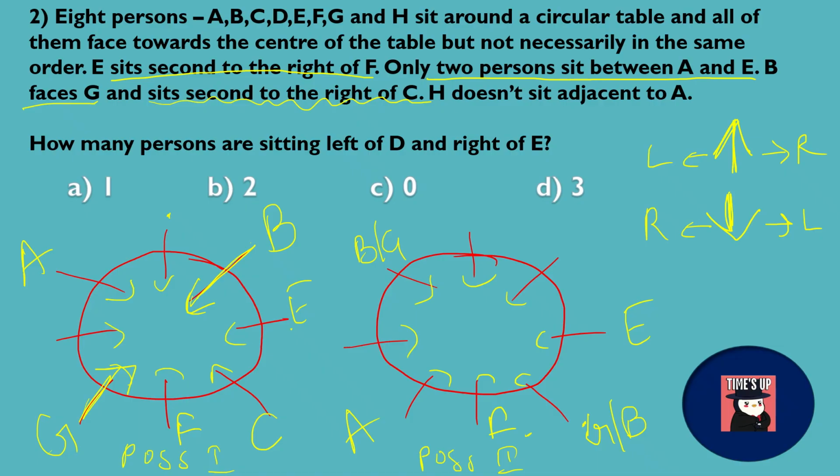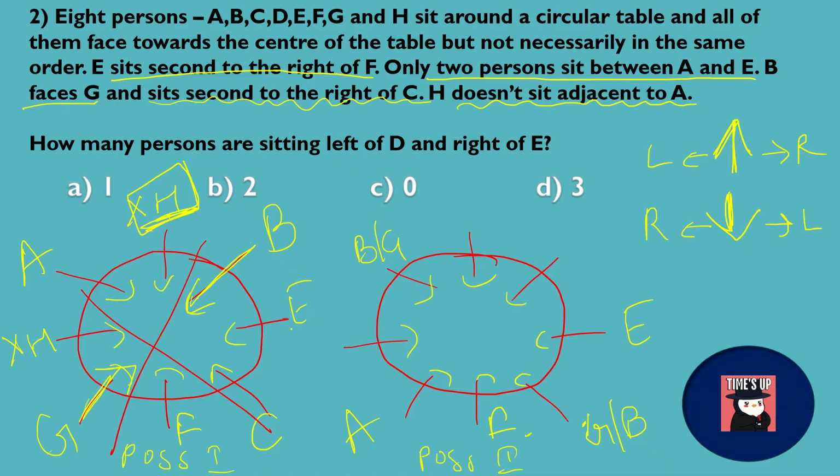Next, what they have said, H doesn't sit adjacent to A. Besides A, H should not sit, they are saying. But here also H cannot come. Here also H cannot come, correct? Because they are adjacent to A. And H should not sit adjacent to A, the statement is saying. But we don't have any other place to place this H, because all are occupied. So possibility 1 becomes wrong.